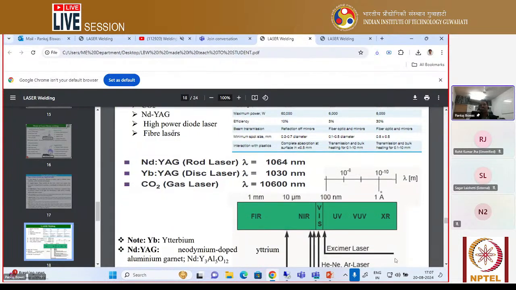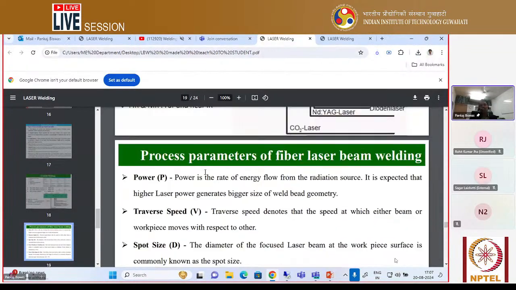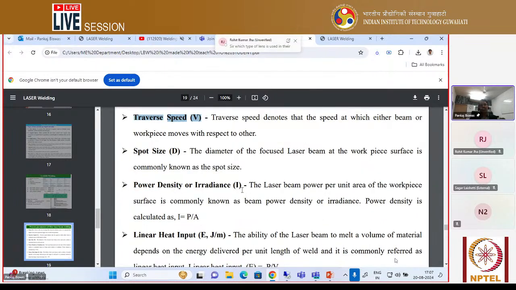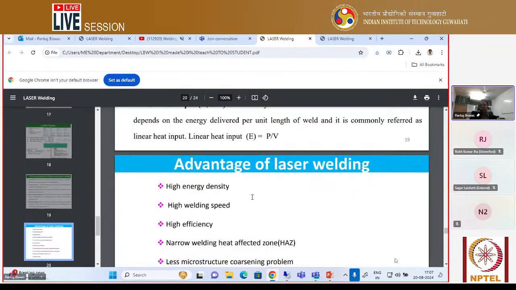Okay. High power diode laser also are there. So these are the different laser related things, and their detail also is given. Then process parameters of this laser beam are also there. Laser beam welding techniques are there, like power, traverse speed, spot size, power density, that is called irradiation, then linear heat input. So every aspect. Then what are the advantages of laser beam welding?